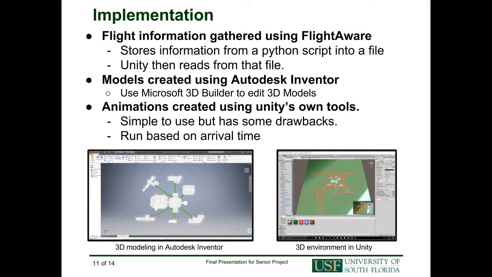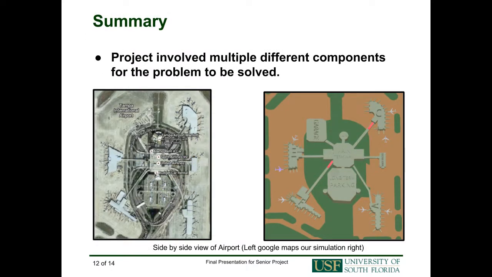So what we did was create animations in Unity using Unity's own tool. It was simple to use, but there were some drawbacks because we weren't very experienced with Unity. But luckily, we had plenty of time and effort to put into creating some very good animations. So we could run this based on the arrival times that were given by the API and then use the 3D models that we made to create these animations. This brings us to the summary of our entire design process. The main things being the different components that we pulled together to solve our problem.